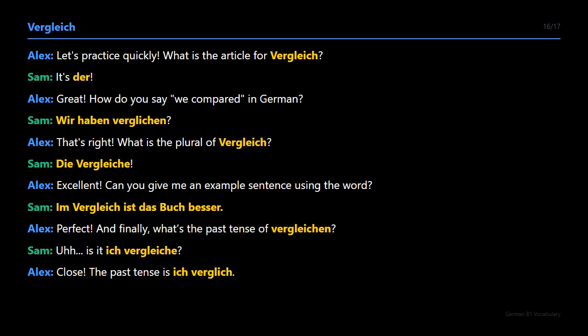Excellent. Can you give me an example sentence using the word? Im Vergleich ist das Buch besser. Perfect. And finally, what's the past tense of vergleichen? Is it ich vergleiche? Close. The past tense is ich verglich.